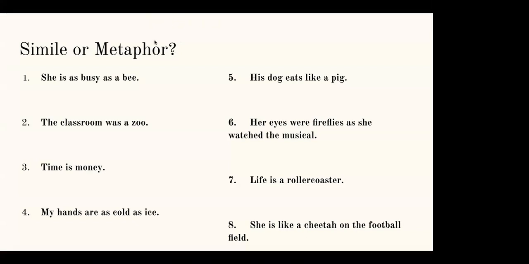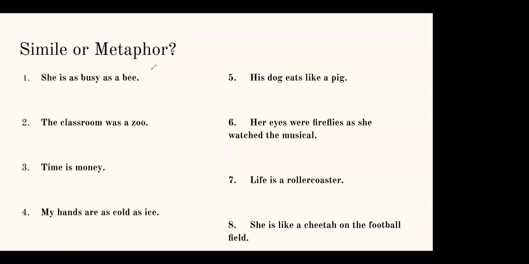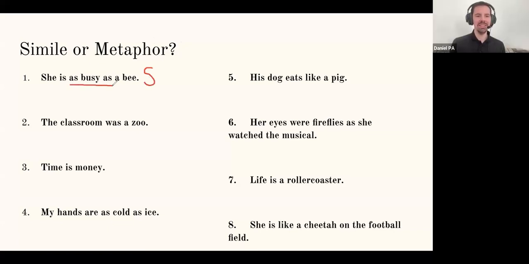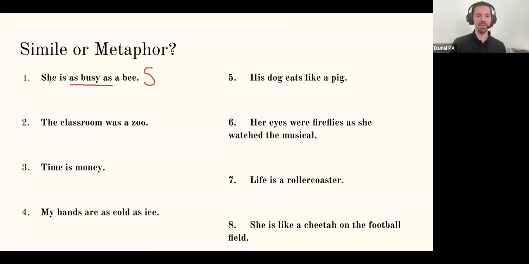She is as busy as a bee. Good. So, what is this? A simile or a metaphor? A simile. How do you know? It has as. Good. As busy as. And what is being compared here? Her busyness and a bee's busyness. Absolutely.